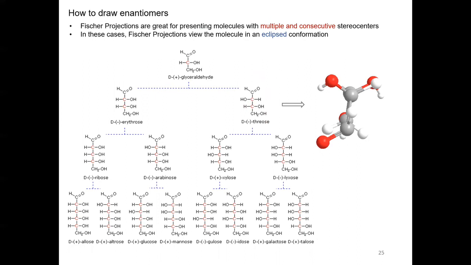So the Fischer projection really does not represent the molecule in a real conformation, but is a convenient way to draw a molecule. The real conformation probably has these carbons gauche or staggered to each other, but the Fischer projection just draws them in a convenient way, in eclipsed form.